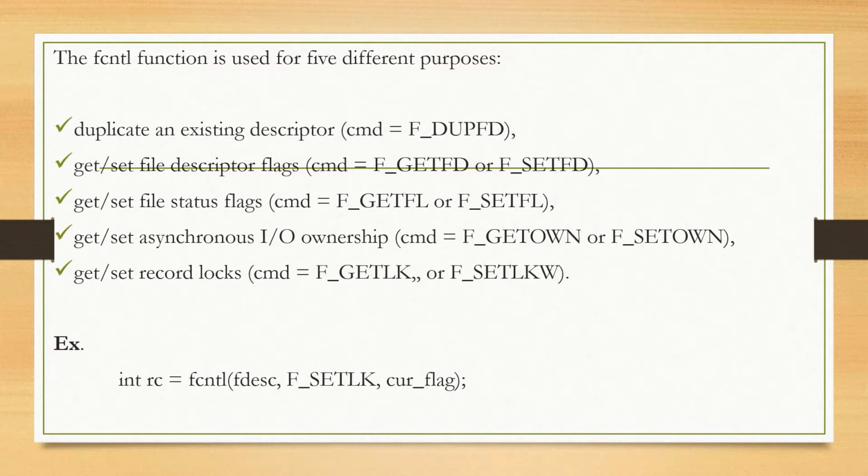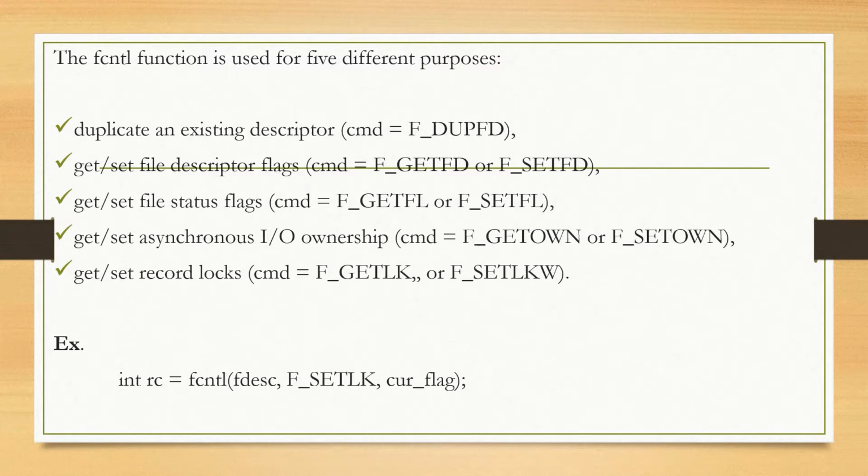Fourth one, get or set asynchronous IO ownership, cmd equal to F_GETOWN and F_SETOWN. Get owner and set owner indicate that you want to get the owner on the cmd flag, otherwise you set other flags for set ownership.